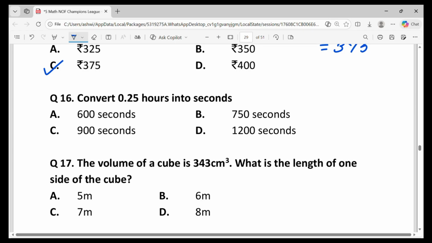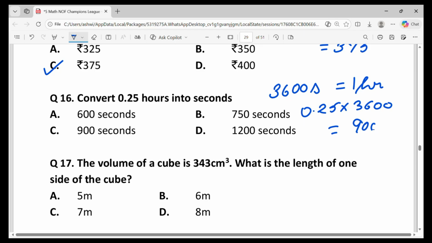Convert 0.25 hours into seconds. There are 60 minutes in an hour and there are 60 seconds in a minute. So there are 3600 seconds in an hour. So 0.25 hours will be 0.25 into 3600. That is equal to 900. That is option C.